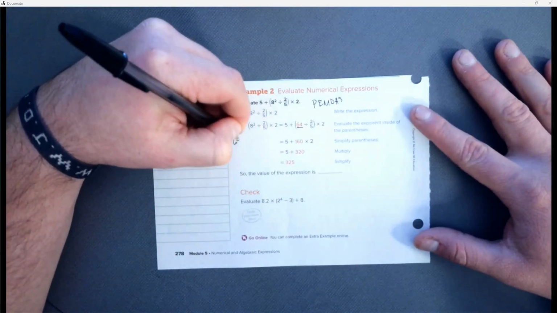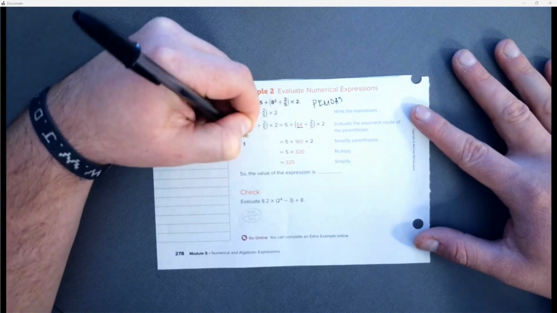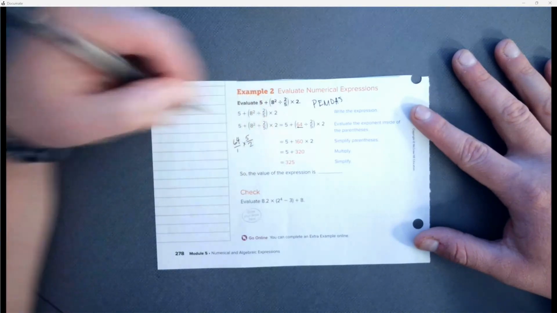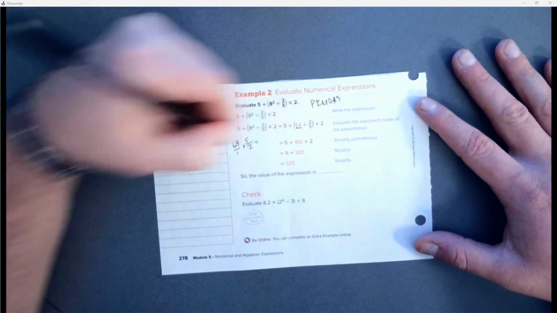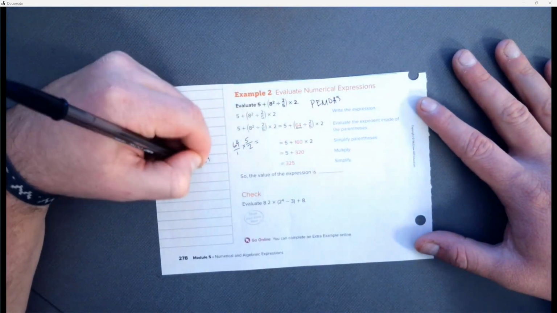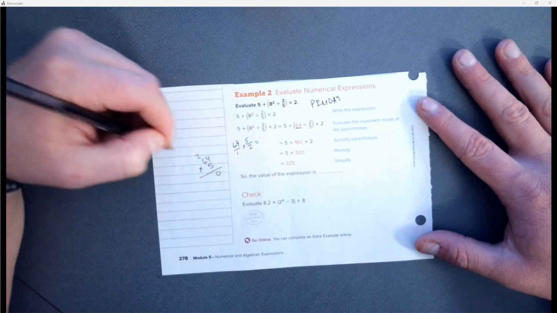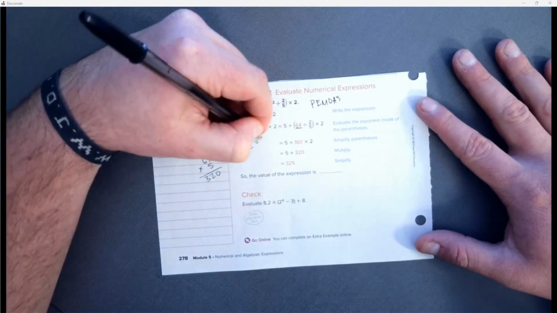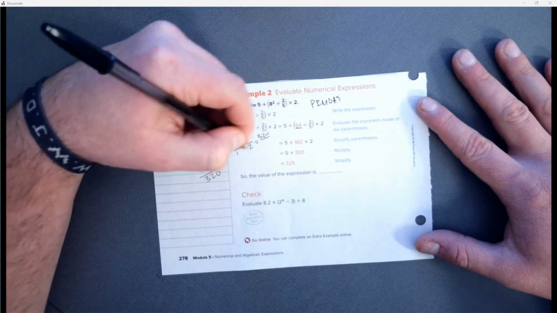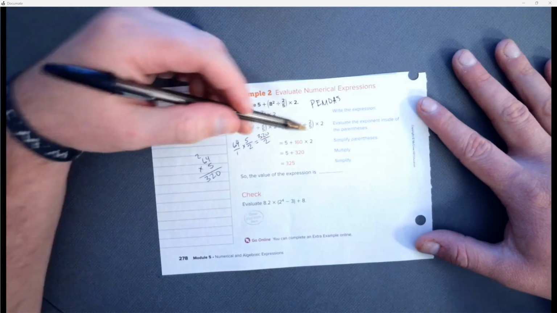So 64, keep, change, flip. So we're going to have 64 times 5. 5 times 4 is 20. 5 times 6 is 30. Plus my 2 is 32. So 320 over 1 times 2, which is 2. So 320 divided by 2 is 160.